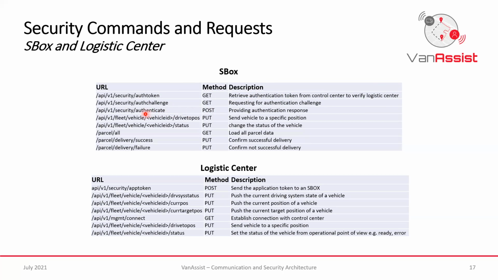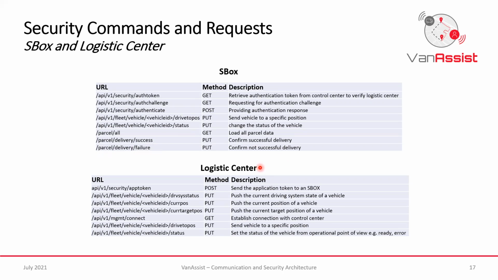Then we have post authentication. With this method, the SBox provides the authentication response. And then we have drive to position, which is a put method to send the vehicle to a specific location or position. Then we have status to change the status of the vehicle. We have parcel all to get and load all parcel data. We have parcel delivery success to confirm a success delivery of a parcel. And we have parcel delivery failure to confirm that a parcel has not been delivered successfully.